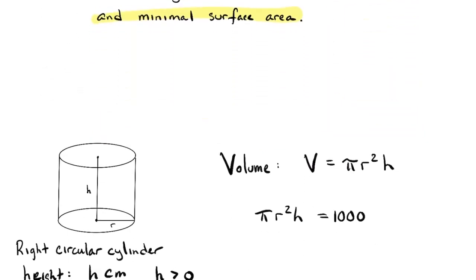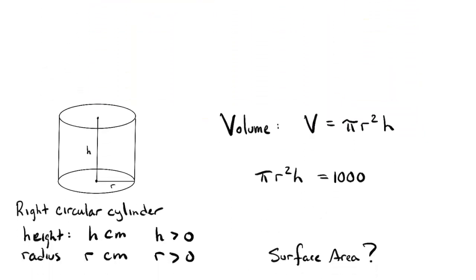So we've got to talk about a right circular cylinder. I've got one drawn there. A right circular cylinder has two measurements, two things that dictate its volume and its surface area. One of them is its height. We're measuring that in centimeters because the volume was in cubic centimeters. I'm denoting it by h. And if the volume is 1,000 cubic centimeters, then h can't be 0. So the height of that cylinder has to be something positive.